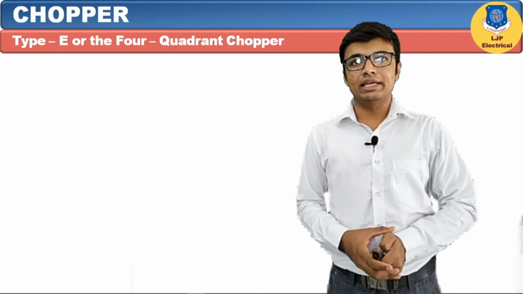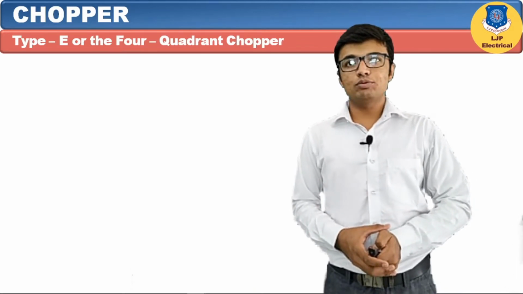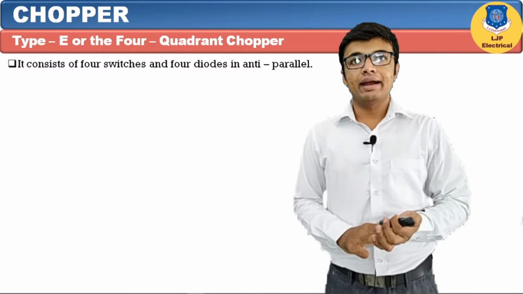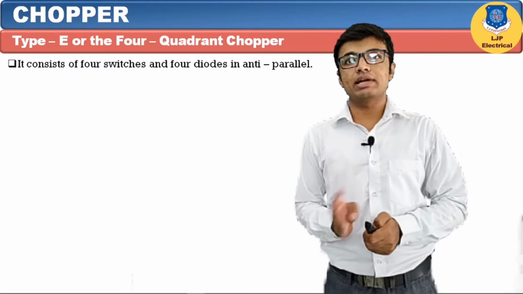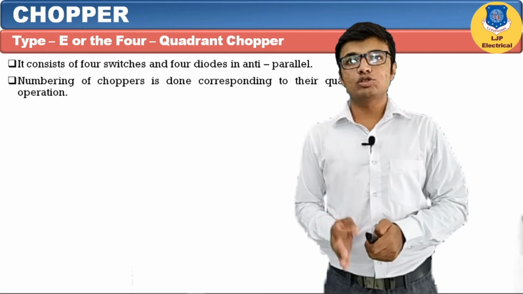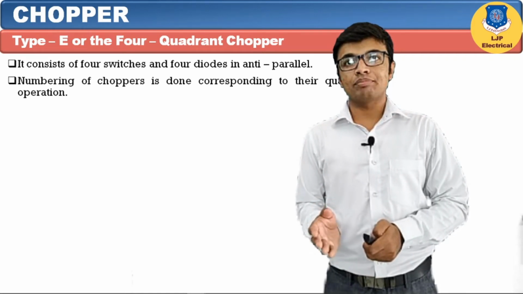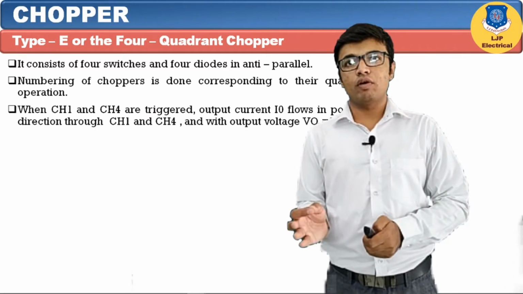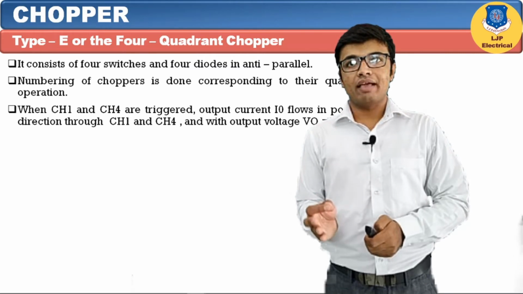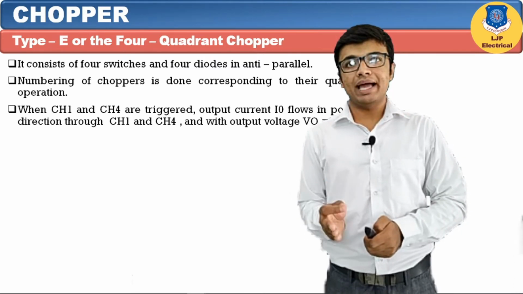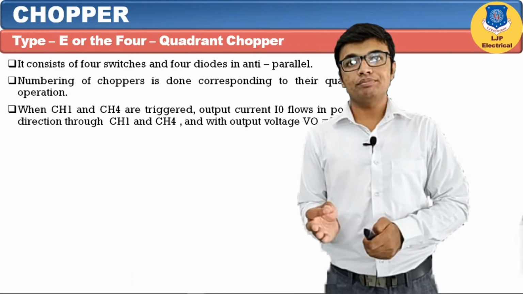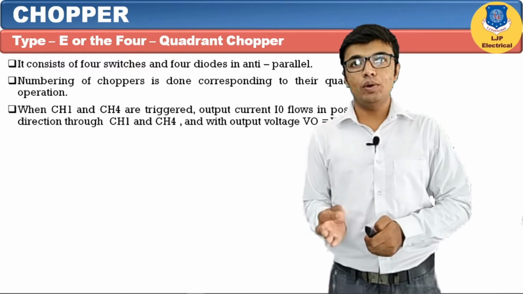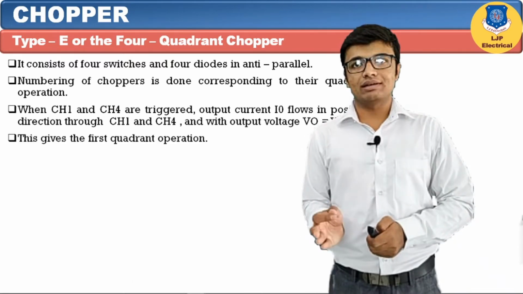Let's start with the Type E or four quadrant chopper. This kind of chopper operates in the first, second, third and fourth quadrant. It consists of 4 switches and 4 diodes in anti-parallel. In this chopper, numbering of the switches is done corresponding to the quadrant in which it will operate. If switch 1 and switch 4 are triggered, then output current will flow from the supply through switch 1 and switch 4, with output voltage VO equal to the supply voltage, that is VO = Vs. It will give us operation in the first quadrant.